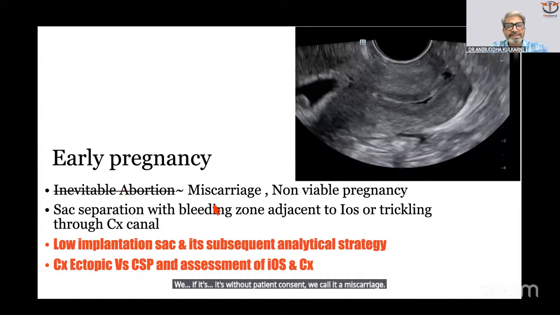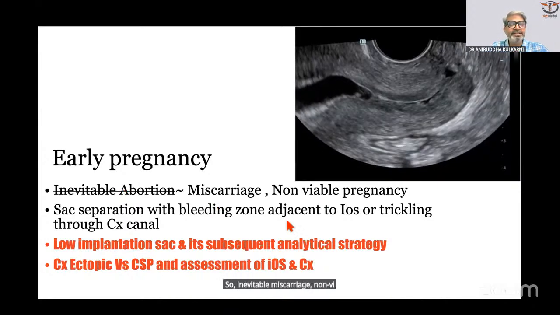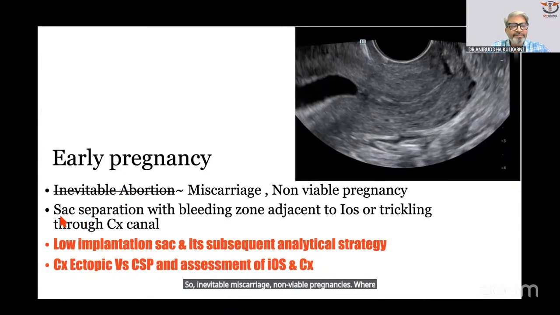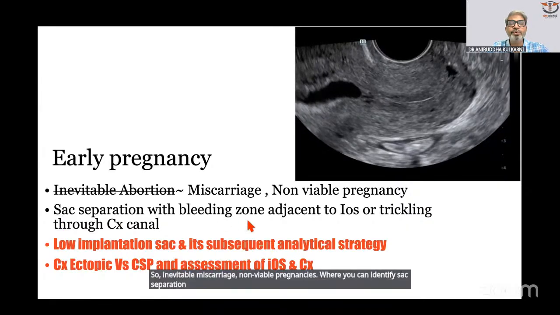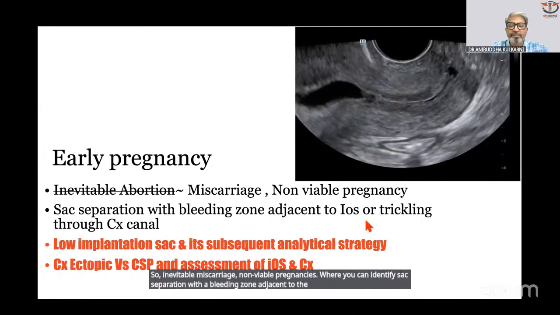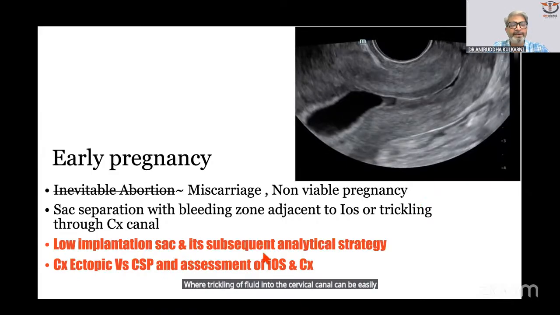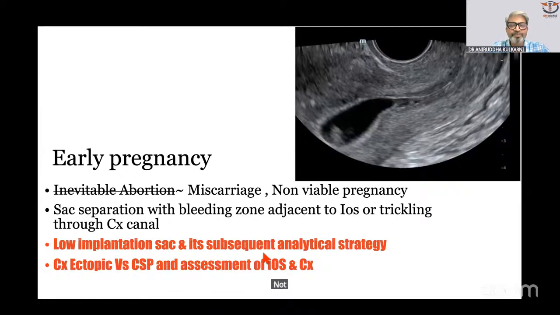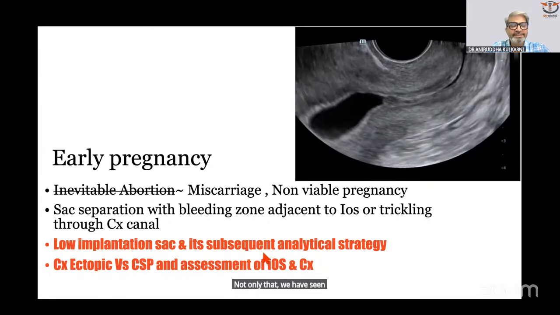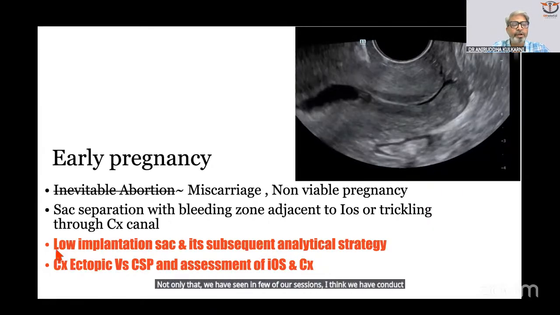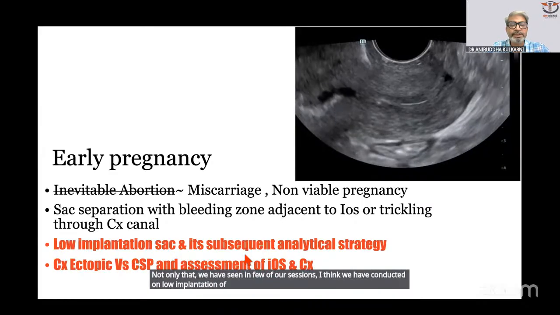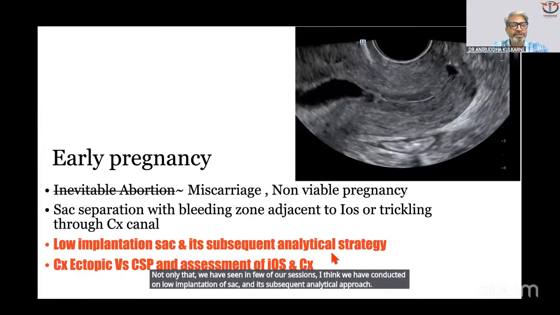So inevitable miscarriage, non-viable pregnancies, where you can identify sac separation with a bleeding zone adjacent to the internal os, where trickling of fluid into the cervical canal can be easily identified. Not only that, we have seen in a few of our sessions, I think we have conducted, on low implantation of sac and its subsequent analytical approach.